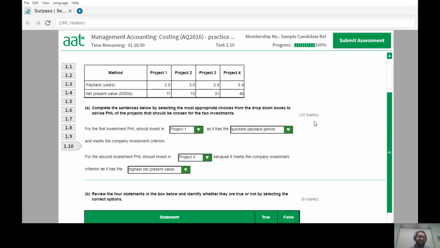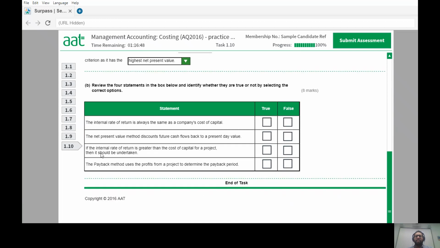Okay, 12 marks for that. You see that? Now let's go to the next one. Review the 4 statements in the box below and identify whether they are true or not by selecting the correct options. Internal rate of return is always the same as the company's cost of capital. Now you compare that against your company's cost of capital. If your internal rate of return is higher than your cost of capital, you will normally accept those kind of proposals.